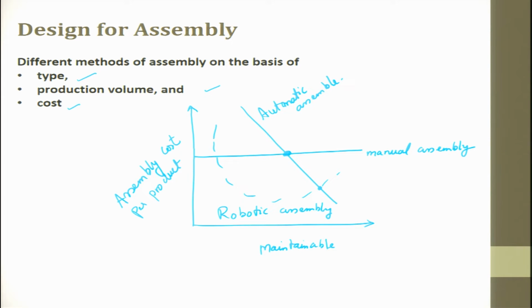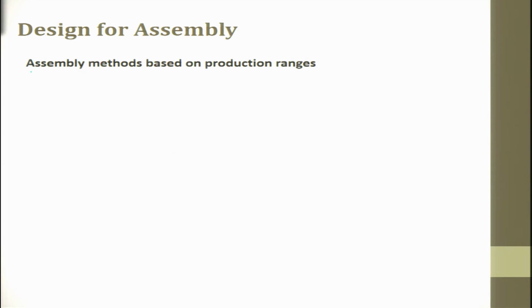and then start choosing between automatic assembly, manual assembly or robotic assembly. In automatic assembly, synchronous, non-synchronous, robotics, PLC and computers are used for controlling, and in manual assembly you use a human being to do it. If you look at this, the best quality parts are got from automatic assembly only. So, let us see the assembly methods based on production range.